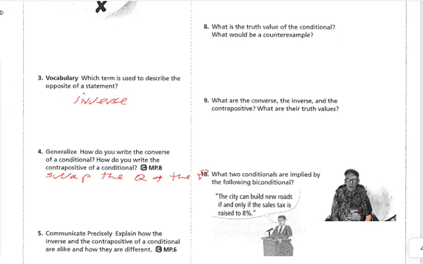So part A, how do you write the converse? You just swap them. Part B, how do you write the contrapositive? You swap and negate both. So you put the Q part up front after the if and make it a not in front, and then you take the P part, put it after the then, and put a not in front of it. And that's how we would do those.